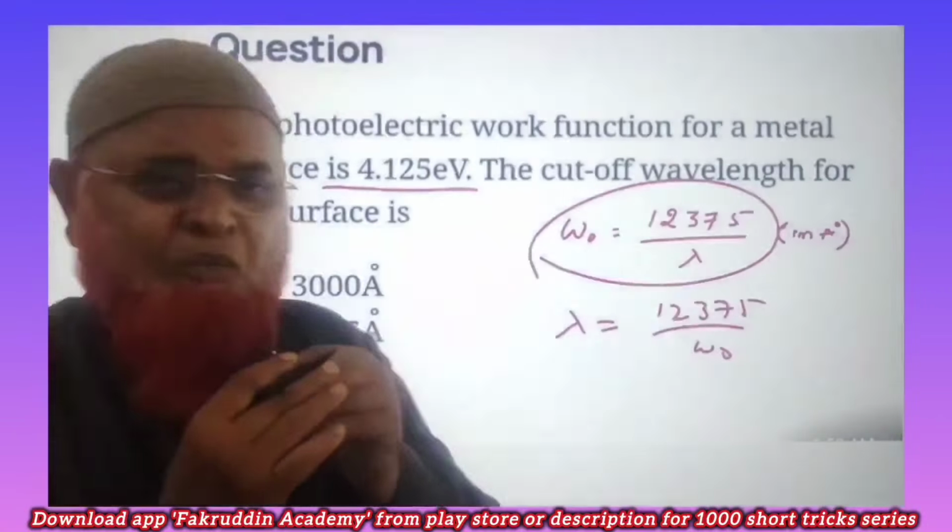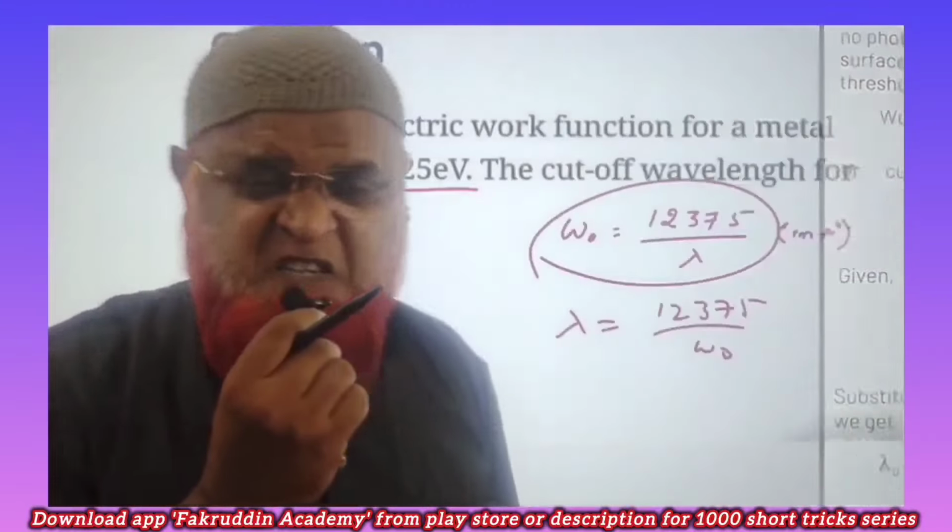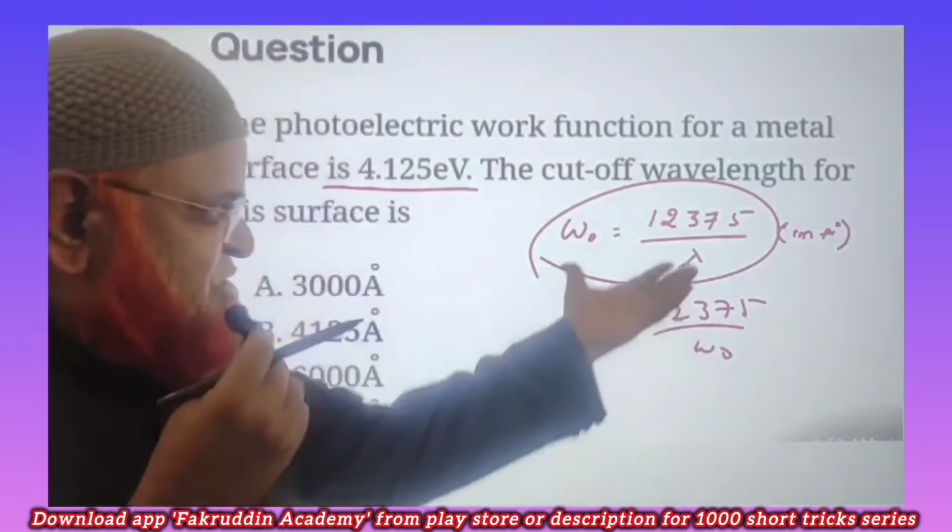Where is the time for this many big calculations in the exam? Not necessary. I have got a shortcut for you. This is going to be your shortcut here.